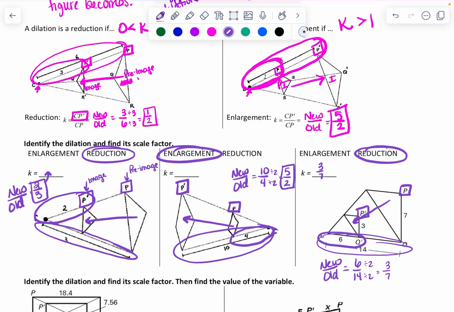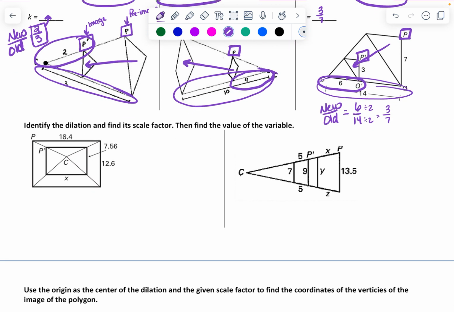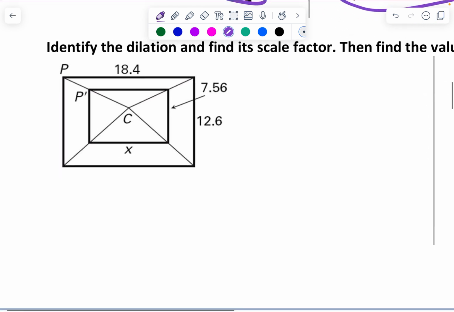All right, so I hope that's a pretty easy way. You guys are understanding how to determine if it's a reduction or enlargement, how to figure out the scale factor. And so now what we want to do is we want to take this and we want to use the scale factors to figure out missing lengths within these figures.